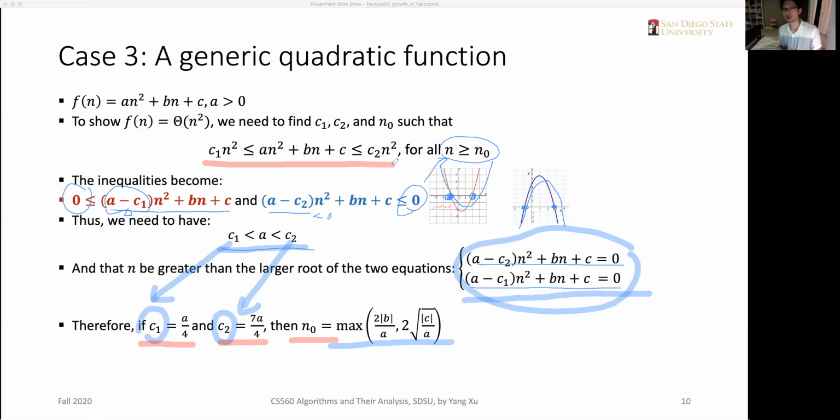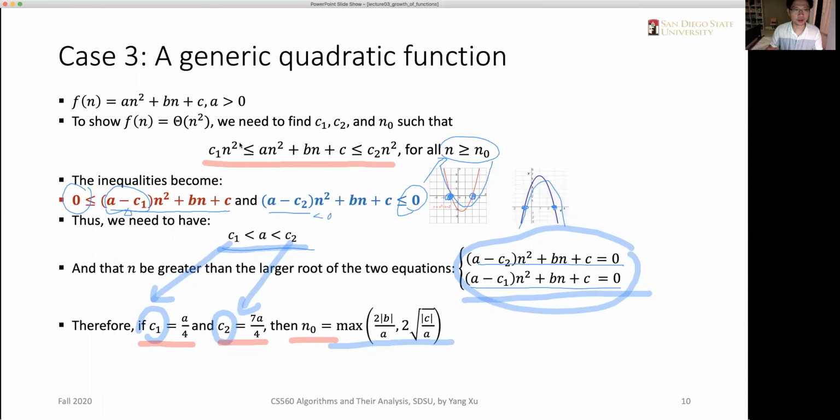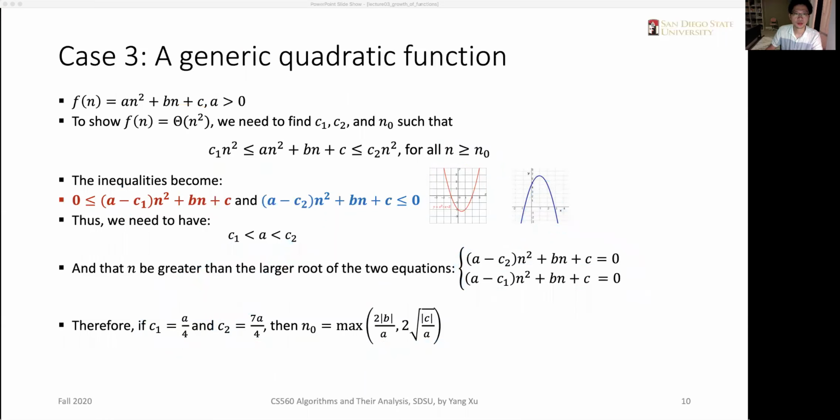Okay, so having this effort done, we have shown that the generic quadratic function belongs to the big theta of n squared. Okay.